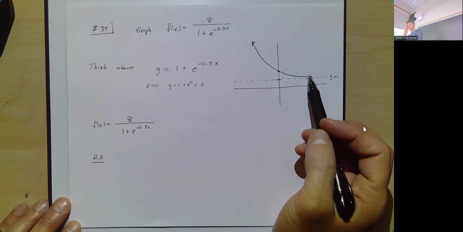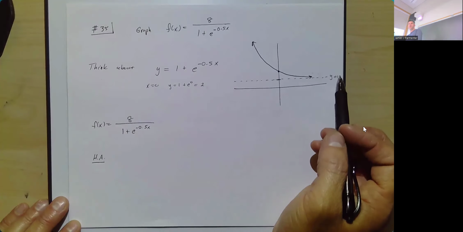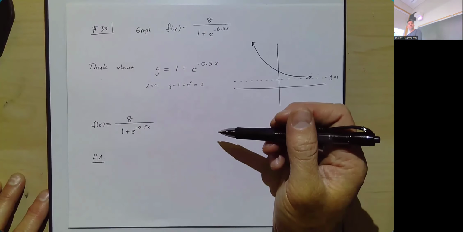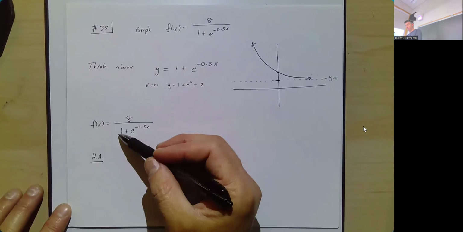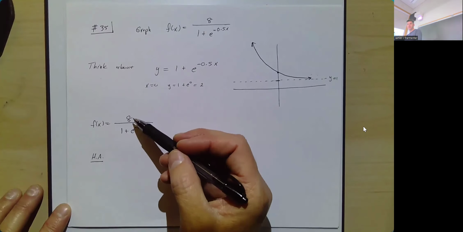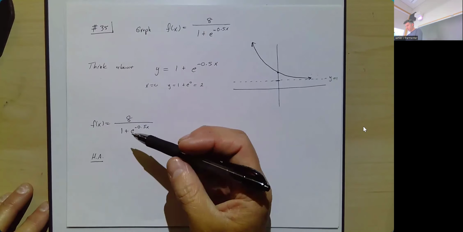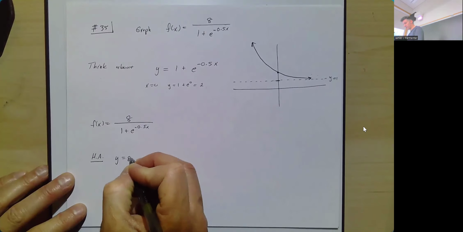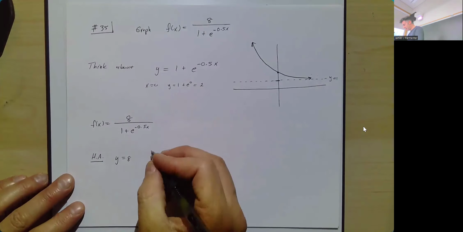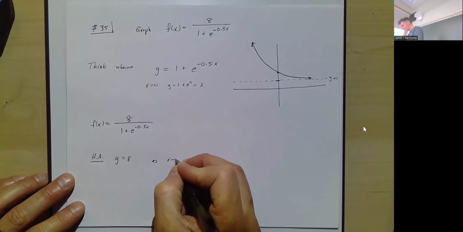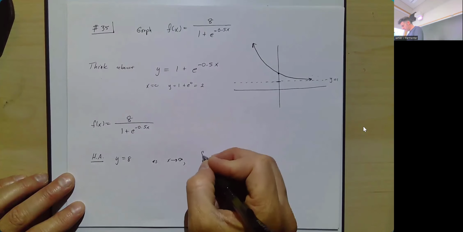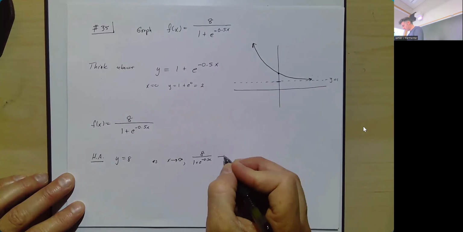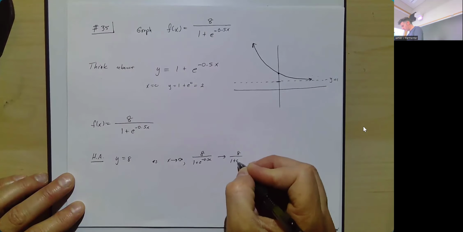If the denominator is getting closer and closer to 1, the whole fraction should be getting closer and closer to what? Well, the denominator is getting close to 1, so the whole thing's getting close to 8 divided by 1. So one of my horizontal asymptotes should be y equal to 8. Because as x goes to infinity, 8 over 1 plus e to the negative 0.5x gets closer and closer to 8 over 1 plus 0, which is just 8.